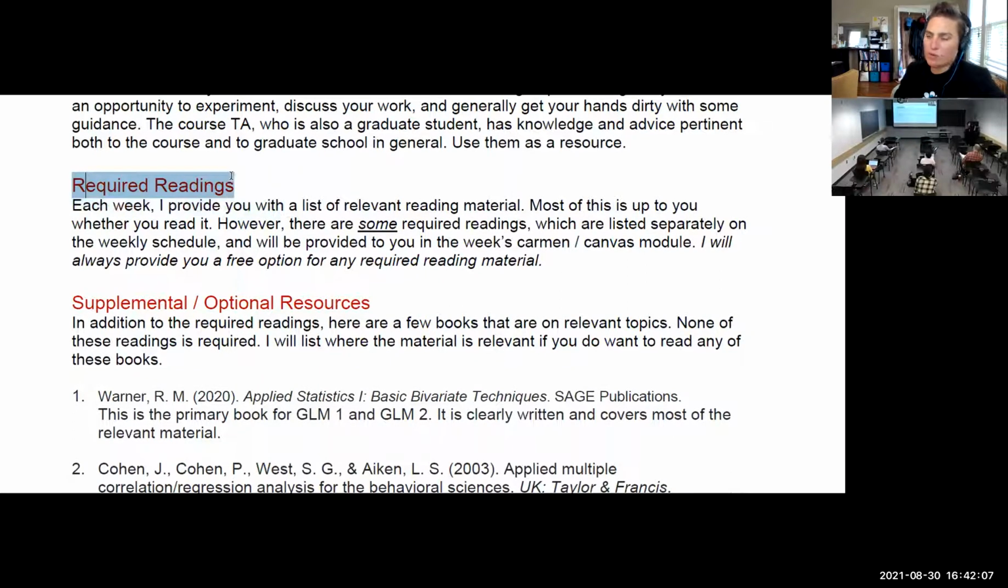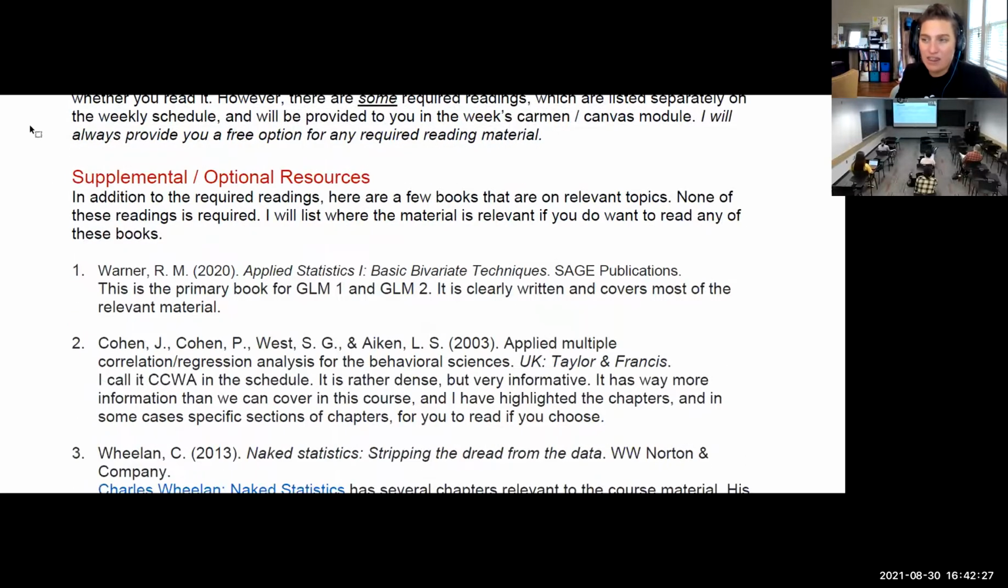Next I want to tell you about readings. Each week I'm going to give you some readings. All of the required readings in this course are going to be given to you on paper. I have digital copies of anything that's required for you to read. I do also have some supplemental optional resources that you can use if you would like to, but nothing that I am requiring of you costs money, if that makes sense.